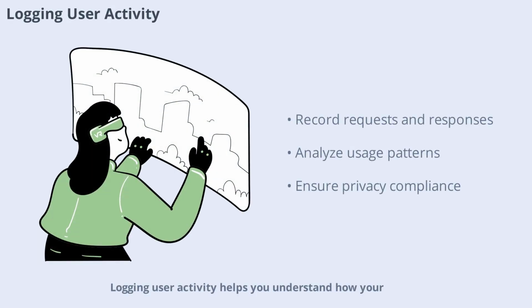Logging user activity helps you understand how your API is being used and identify potential issues. By recording requests, responses, and errors, you can analyze usage patterns, detect anomalies, and improve your data science solution over time. Make sure to handle sensitive data responsibly and comply with privacy regulations when logging user activity.